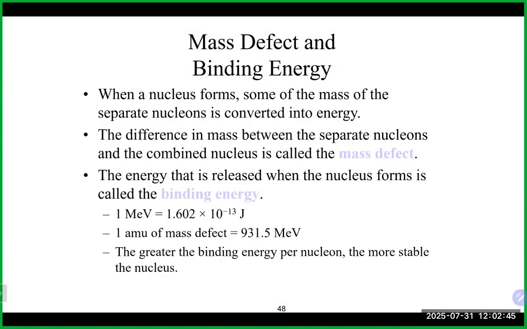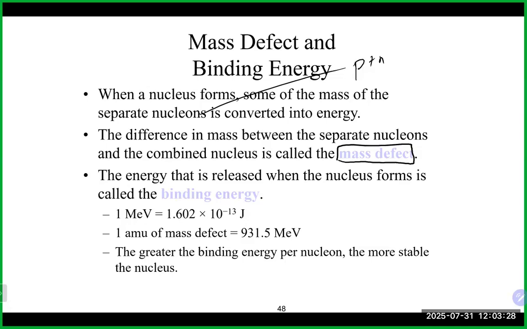So the mass defect and binding energy: when the nucleus forms, as I mentioned, some of the mass of the separate nucleons is converted. A reminder that nucleons are what make up the nucleus, so that's basically your protons and your neutrons. It's that difference in mass that's converted into energy, and that mass difference is what is referred to as the mass defect.